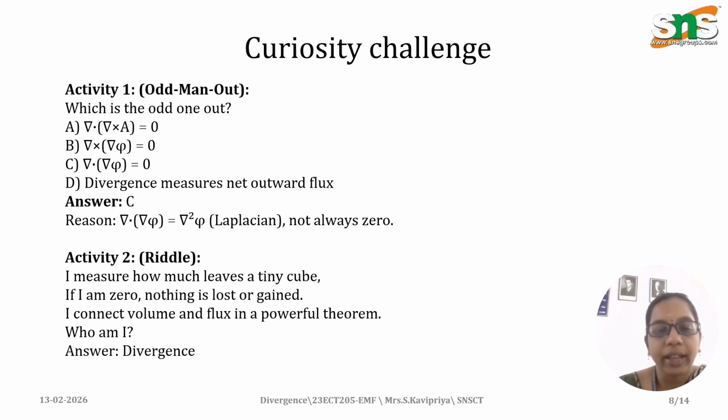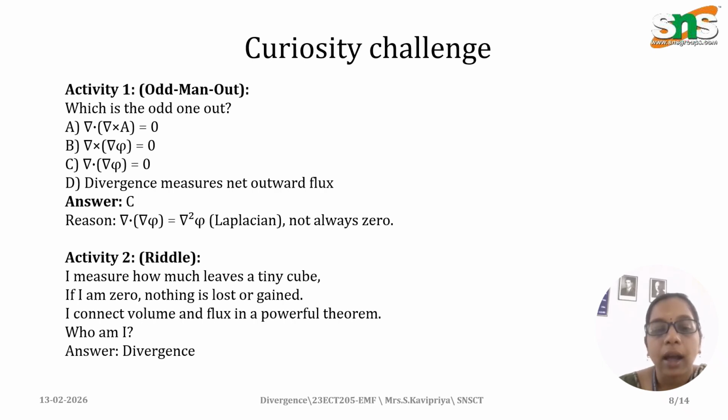Del dot del phi is not equal to 0, where del dot del is nothing but the del square operator. So it becomes del square phi, and del square phi will not be equal to 0. It is a Laplacian operator, and it will not always equal 0.